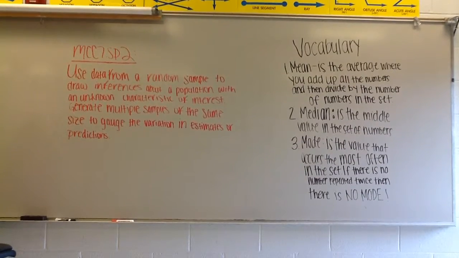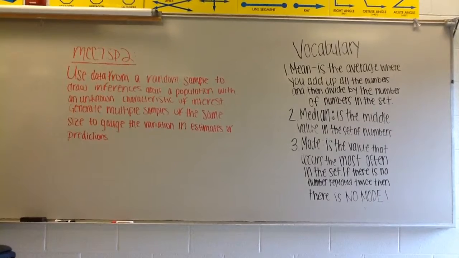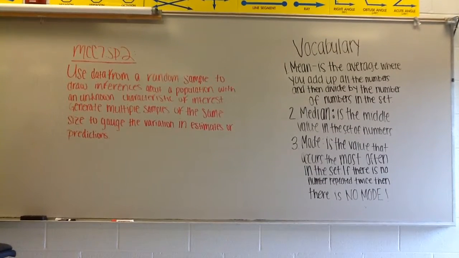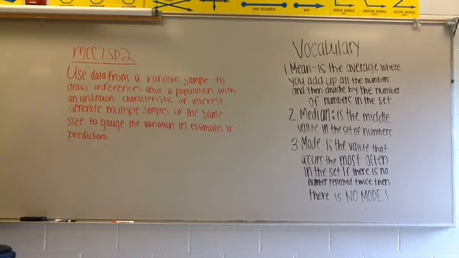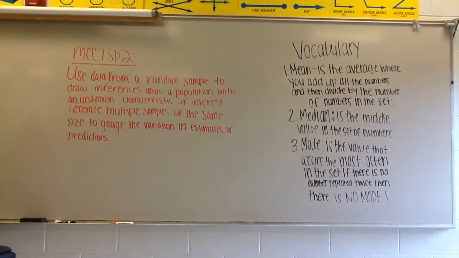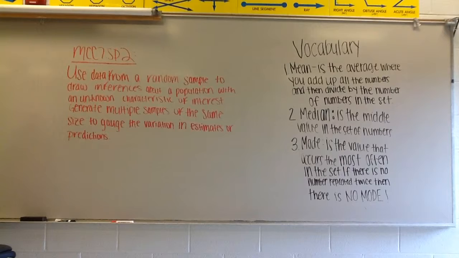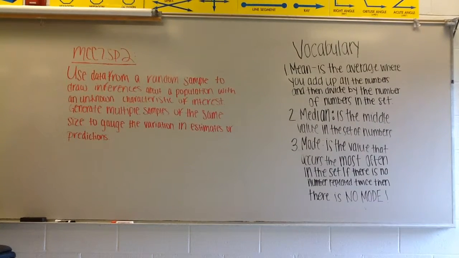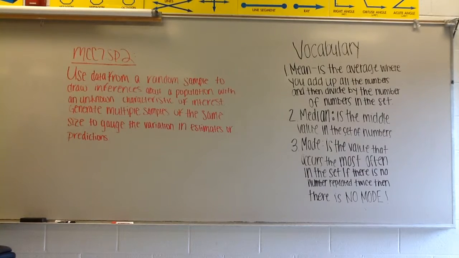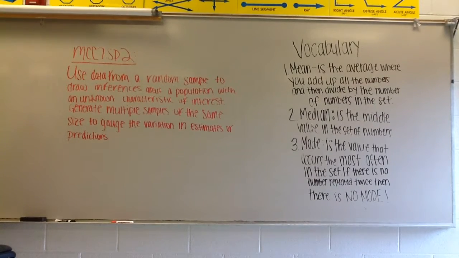Your vocabulary. One, mean. Mean is the average where you add up all the numbers and then divide by the number of numbers in the set. Two, median. The median is the middle value in the set of numbers. And three, mode. Mode is the value that occurs the most often in the set. If there is no number repeated twice, then there is no mode.